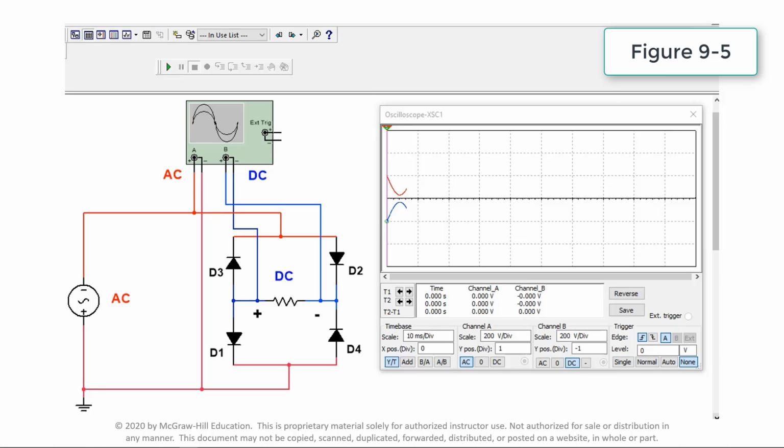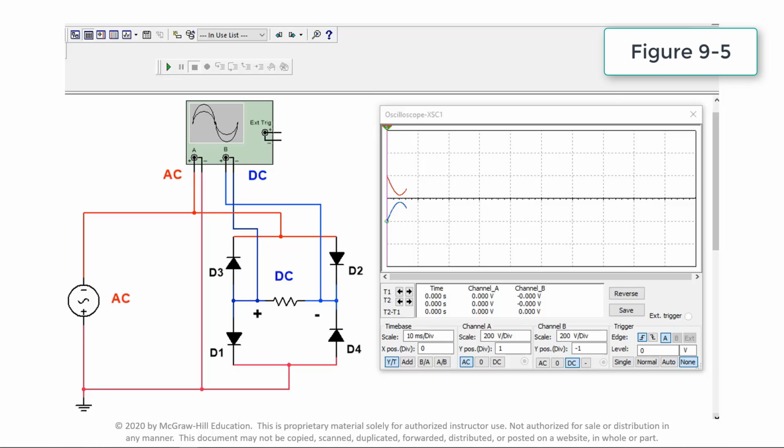Initially, turning on the simulation, you see the input AC waveform displayed on the scope. Upon closing the switch, both the AC input and DC output are displayed. During the positive half cycle, the anodes of D1 and D2 are positive, forward biased, whereas the anodes of D3 and D4 are negative, reverse biased. Electron flow is from the negative side of the line through D1 to the load, then through D2 and back to the other side of the line.